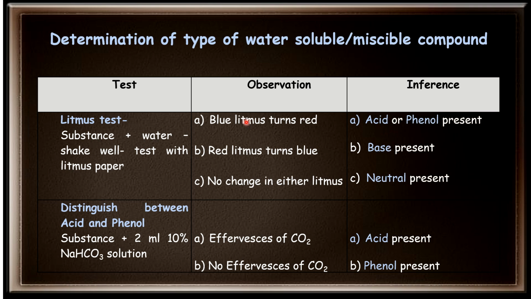If blue litmus turns red, then acid or phenol is present. They are distinguished by the following test. Substance plus 2 ml 10% NaHCO3 solution, sodium bicarbonate solution. If effervescence of carbon dioxide is obtained, then the type of the compound is acid. And if there is no effervescence of carbon dioxide, then the type of the compound is phenol. Thus, if the compound is water soluble, then its type is determined by this test. This is for water soluble or water miscible compounds.